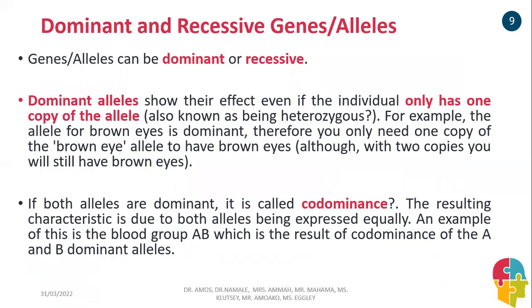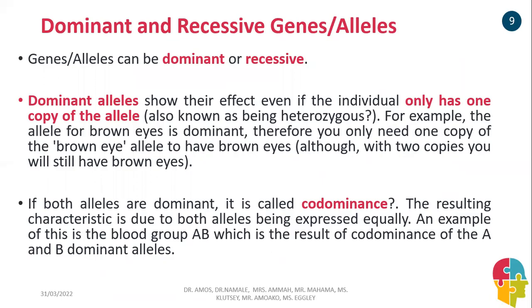Now let's look at dominant and recessive genes. So a gene or an allele can be dominant or recessive. If an allele is dominant, it means that it can show its effect, or it can be expressed in terms of phenotype, even if the person has only one copy of that allele. However, there are times that a person will inherit what? Two dominant alleles, in which case they are equally expressed.